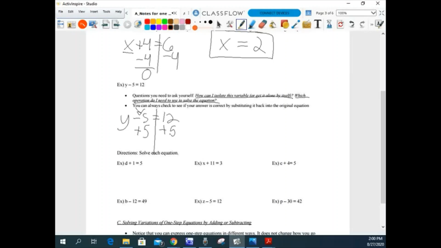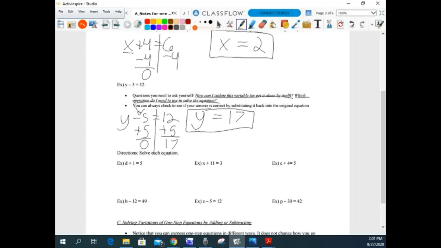So what that is going to give me is I now have y by itself. Negative 5 plus 5 is going to give me 0. 12 plus 5 will give me 17. 17. And put our equal sign in between the two. And that is our answer.